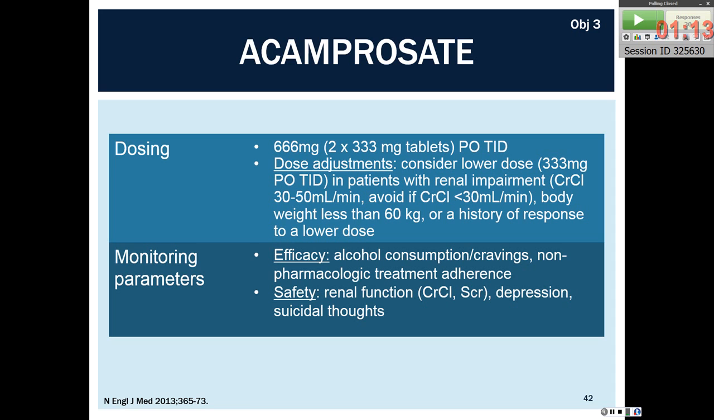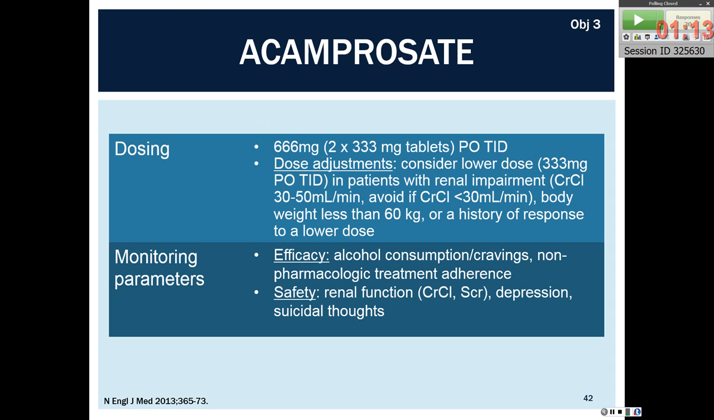You'll also want to dose adjust if they are relatively lean with a body weight less than 60 kilograms. You would also do the half dose, or if they have history of response to a lower dose, which would be kind of hard to determine. For the most part, we just start everybody at 666 3 times a day and tell them to go on their way.